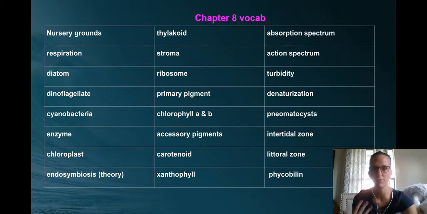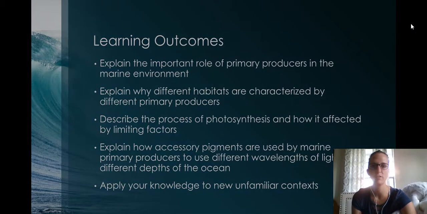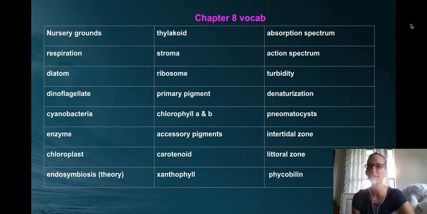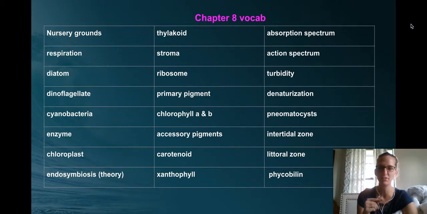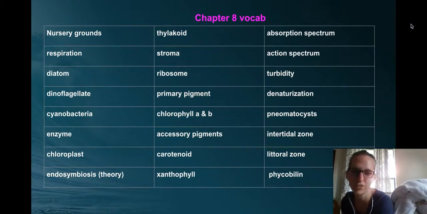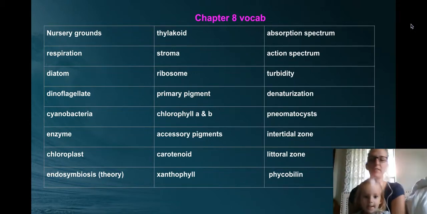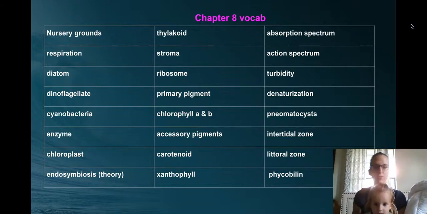Okay. Buoyancy, respiration, diatom, dinoflagellate, cyanobacteria, enzyme, chloroplast, endosymbiosis theory, thylakoid, stroma, ribosome, primary pigment, chlorophyll A and B, accessory pigments, carotenoids, xanthophyll, absorption spectrum, action spectrum, turbidity, denaturation, nematocyst, intertidal zone, and littoral zone, and then phycobilins. And then in addition to phycobilins, there's two different types.